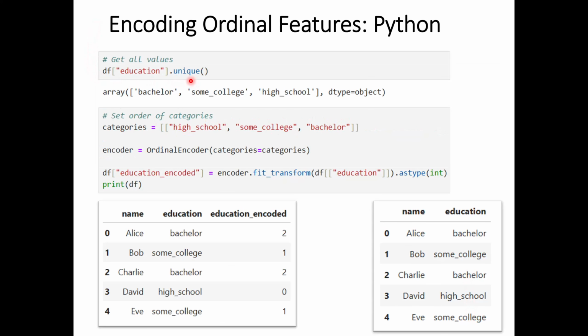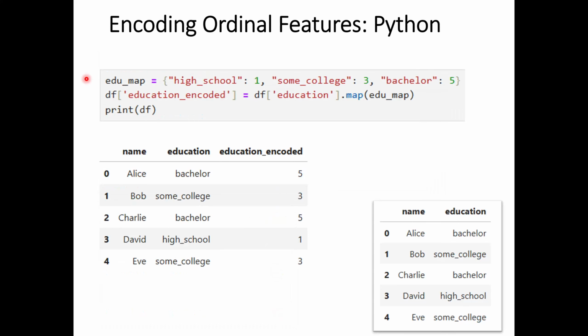First, we get all the unique values of the education feature. Then we define the desired order of categories. We create an ordinal encoder object specifying the list of categories. The fit_transform function converts the categories into numbers. If we are not satisfied with the category numbering in OrdinalEncoder, we can define our own numbering and apply it using the map function.